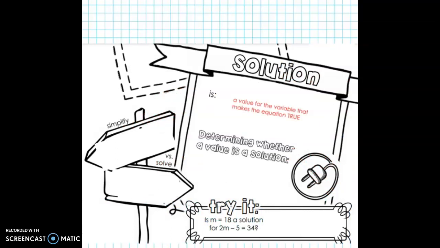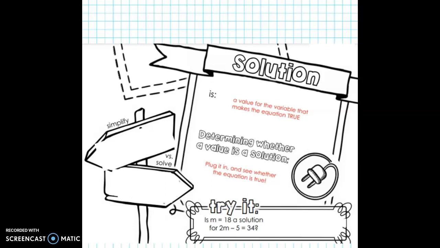A solution is a value for the variable that makes the equation true. To determine whether a value is a solution, you plug a number in and see whether the equation is true. So here's an example. m equals 18 is a solution for 2m minus 5 equals 34.